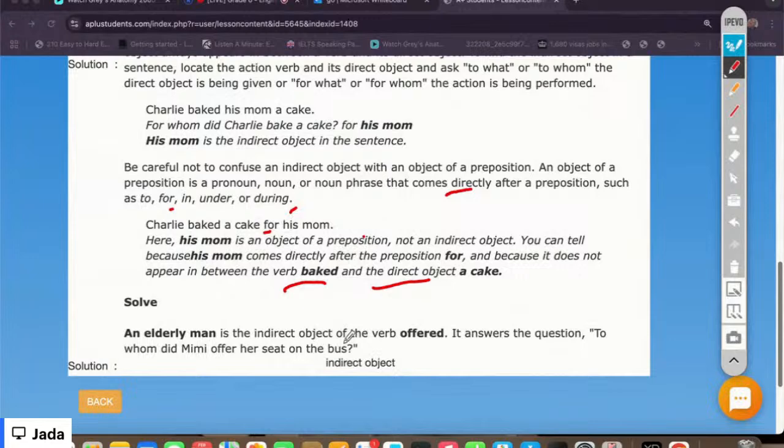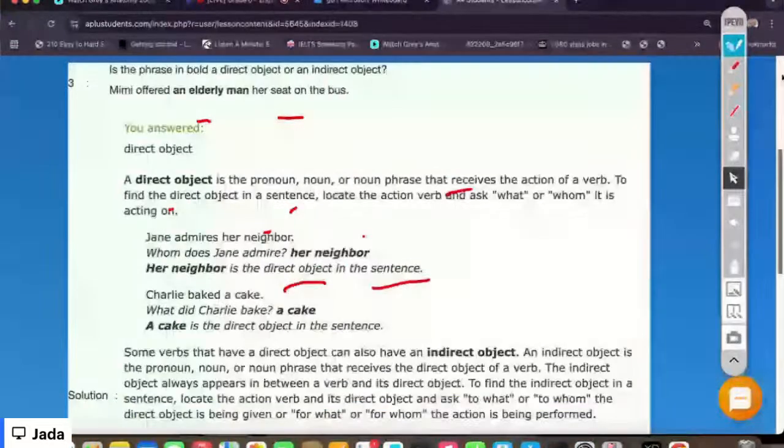Okay, so looking at this now, you can see that bake here is the verb and the cake here would be the direct object. So usually the indirect object comes in between the verb and the direct object. Alright? So let's look at some sentences.